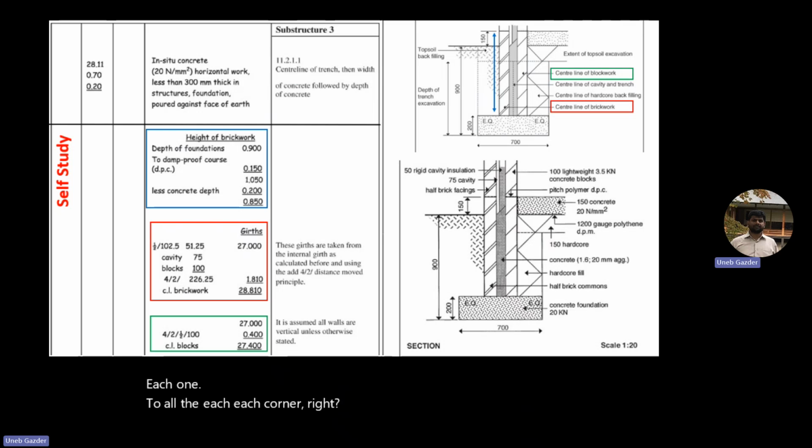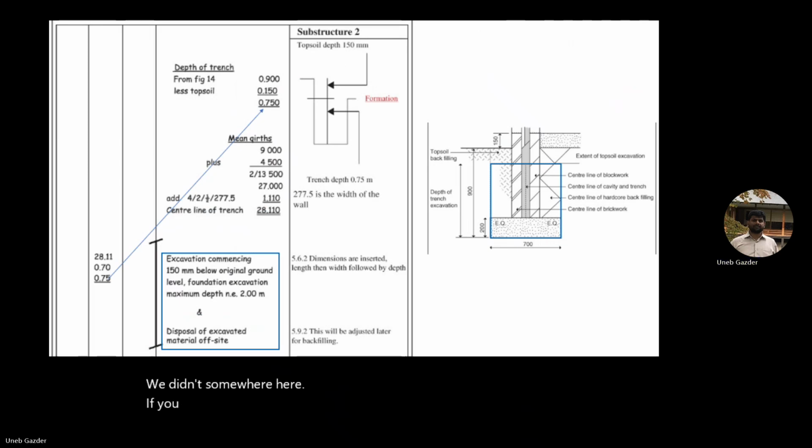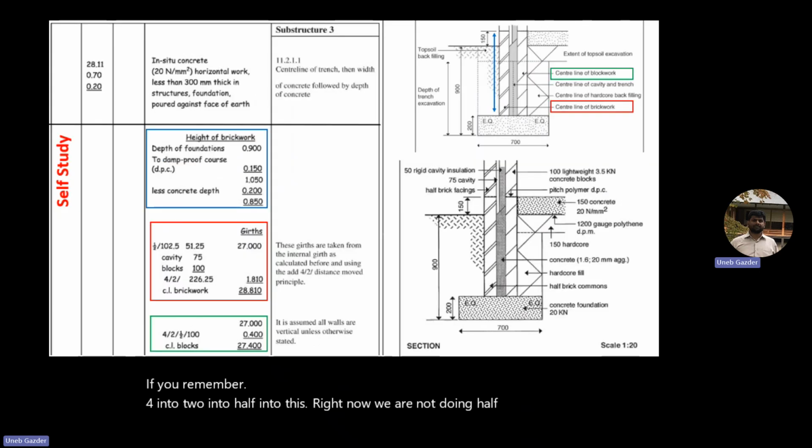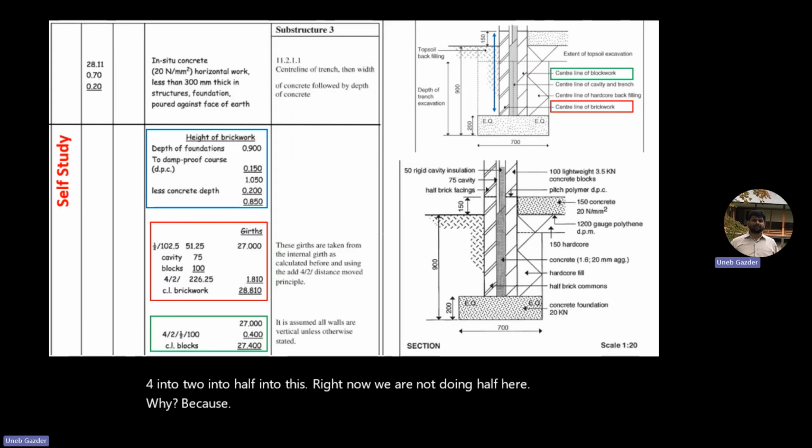Where is the half? We did it somewhere here, if you remember. 4 into 2 into half into this, right? Now we are not doing half here. Why? Because I'm doing 4 into 2 into the width directly. Where is the half? I want the center line, right? Where is the half? Included. Where is it included? This side. Clear now? Clear?